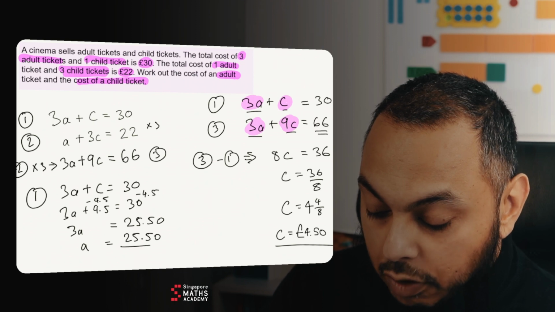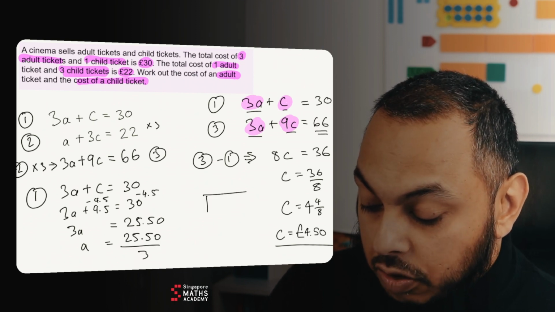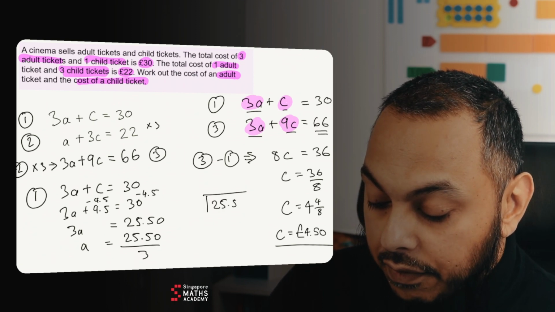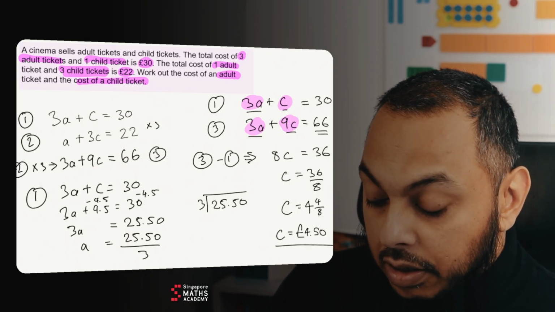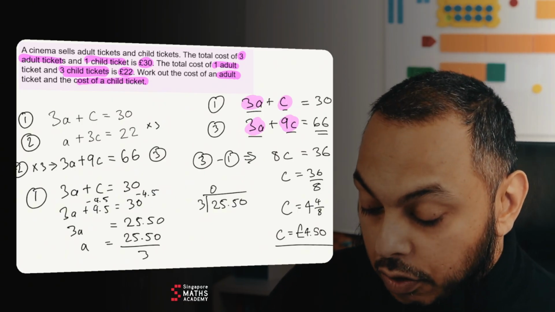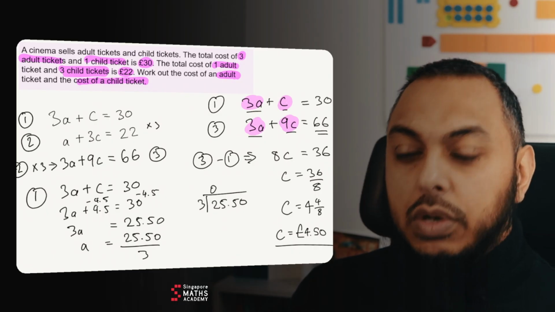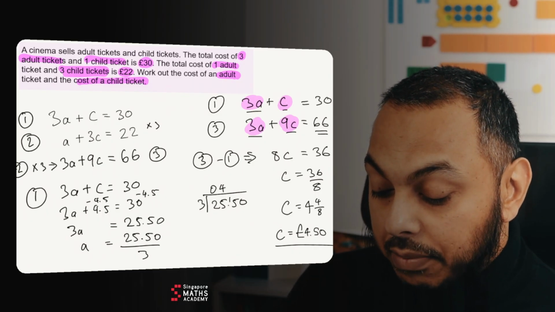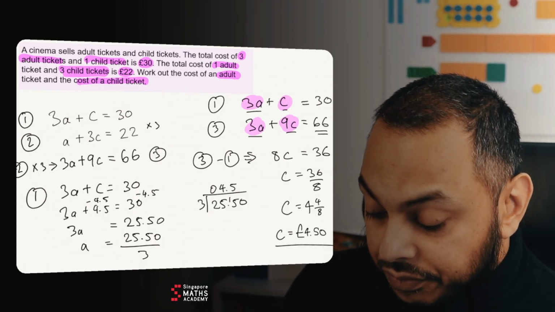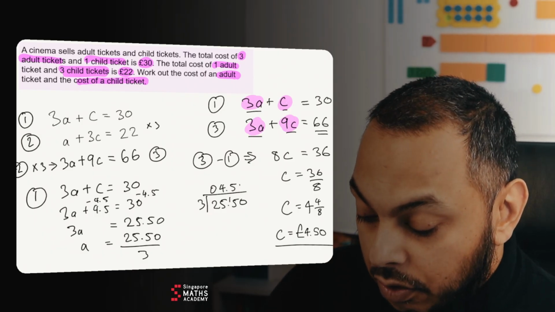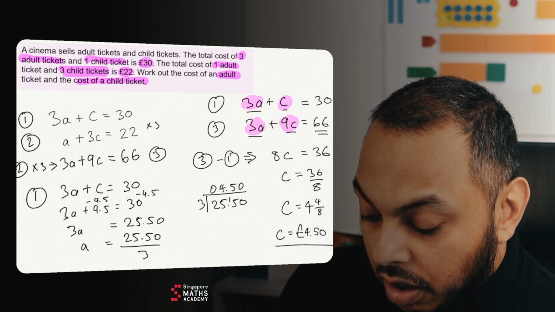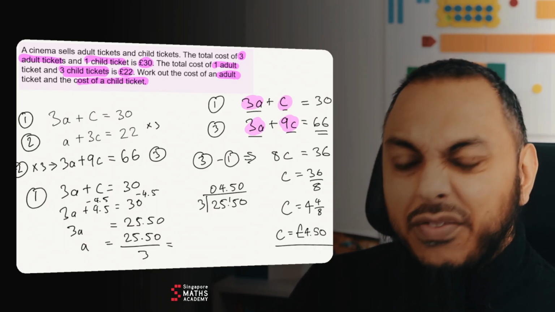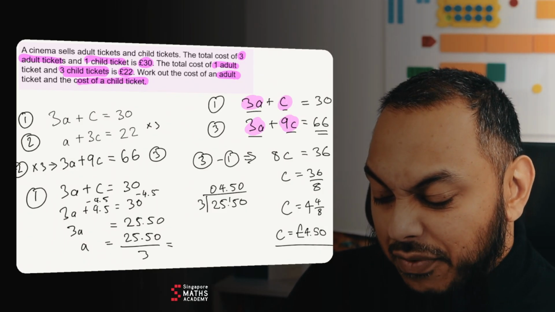So A must be £25.50 over 3. I can use bus stop method. 25.50 divided by 3: 2 tens divided by 3 is 0, 25 divided by 3, 8, 16, 24 is going to be 4 with 1 remainder, 15 divided by 3 is going to be 5, and 0 divided by 3 is 0. Oh, the adult tickets are also £4.50. Is that right?